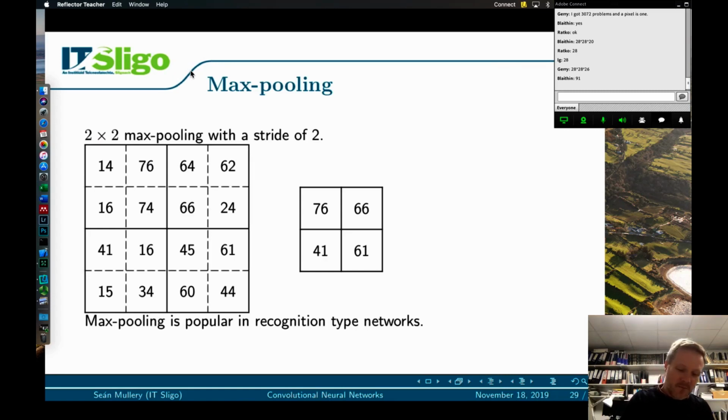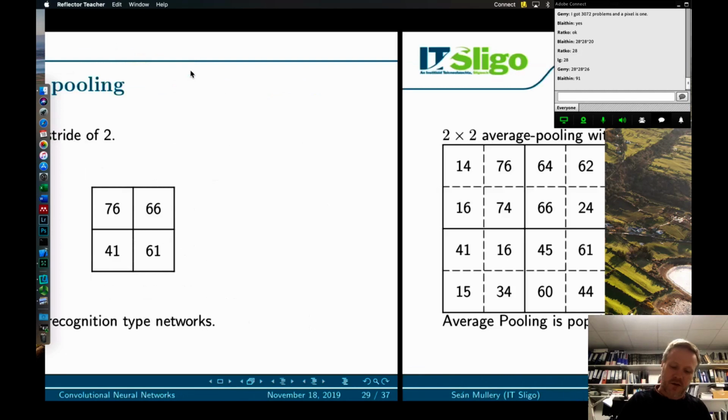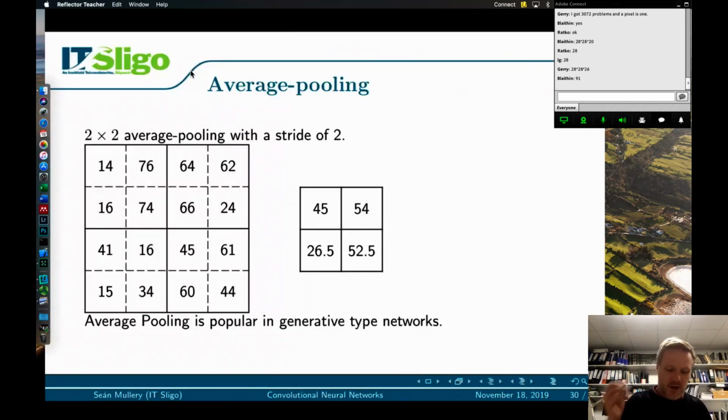So in this case, over 2 by 2 here, we would say, well, 76 is the biggest one, so we put that in for that. In this 2 by 2, we can see that 66 is the biggest one, so we keep that. Discard the rest. Here the biggest one is 41, so we put that there, and here the biggest one is 61, and we put that there. Okay, particularly useful in classification and recognition type networks because they're big into their correlation.